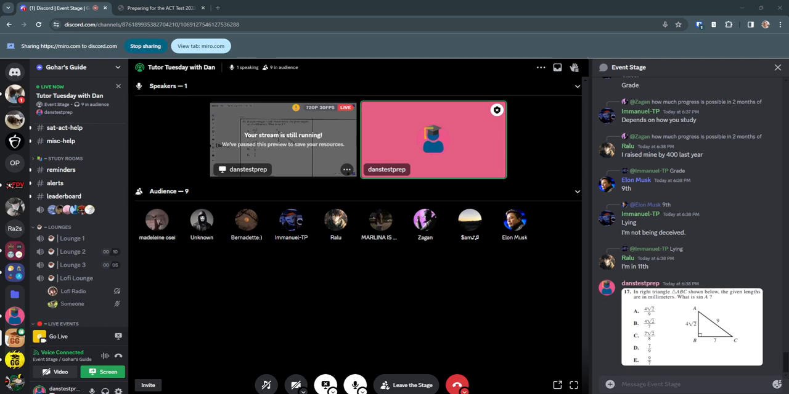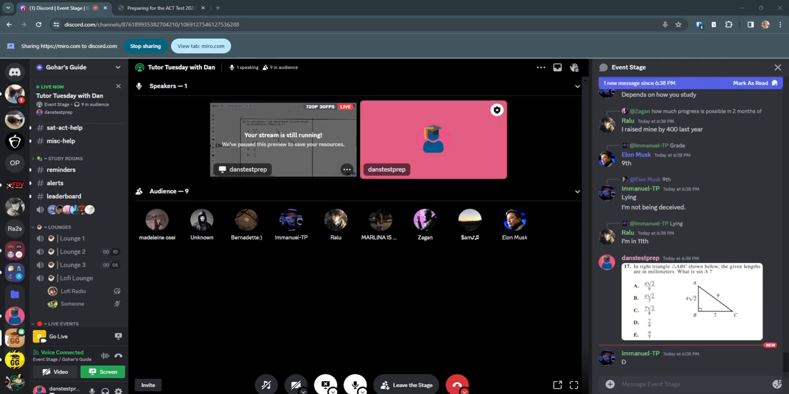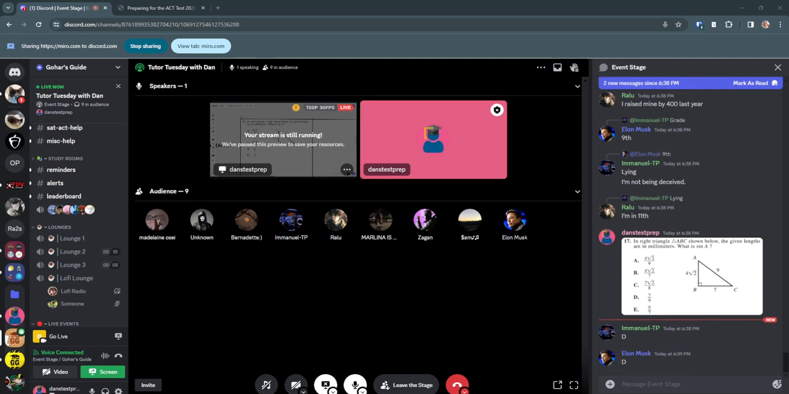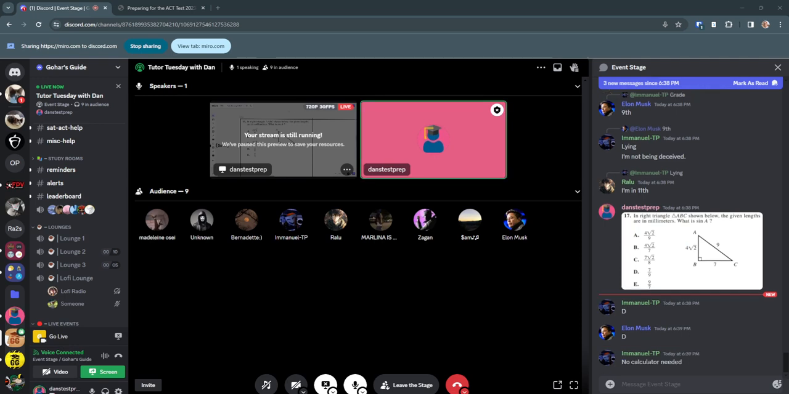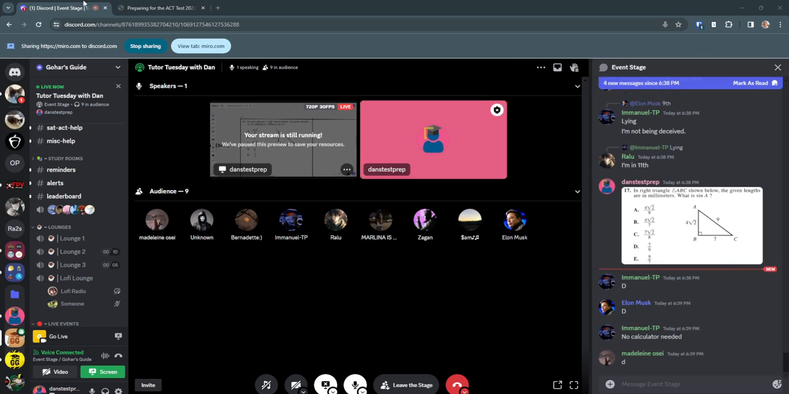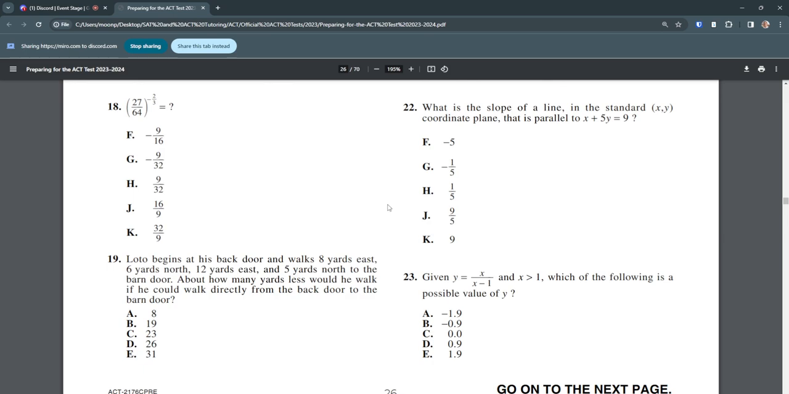We have a right triangle ABC. Given lengths are in millimeters. What is sine of A? If we think about sine of an angle, it is equal to the opposite side over the adjacent side. And if you ever forget that, you can use the mnemonic device SOHCAHTOA. So sine is the opposite side divided by hypotenuse. So if we're looking at angle A, the opposite side is 7, and the hypotenuse is 9, which just makes it D. Yeah, honestly, not too bad.